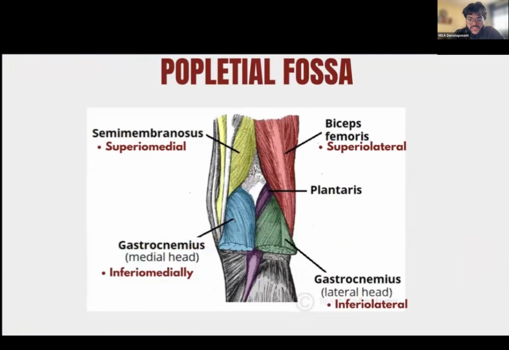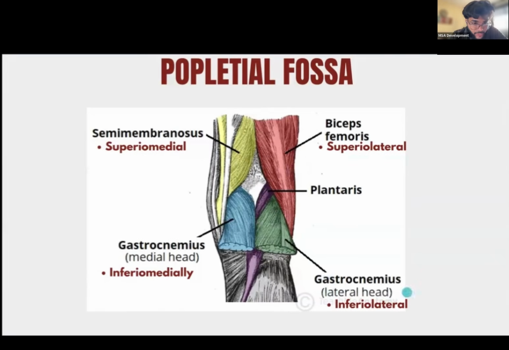So, what is the popliteal fossa? Basically, you have a cavity or diamond-shaped space behind your knee. Its borders are the superior medial, superior lateral, inferior medial, and inferior lateral borders. Superior medially has the semimembranosus muscle. Laterally, you have the biceps femoris muscle. Medially on the lower side, you have the gastrocnemius muscle, the medial head, and laterally, you have the lateral head of the same gastrocnemius muscle.